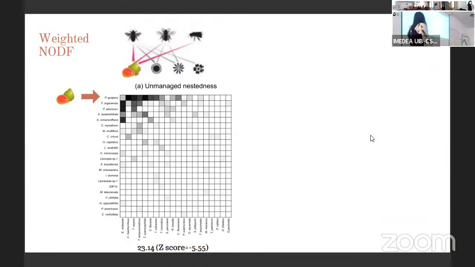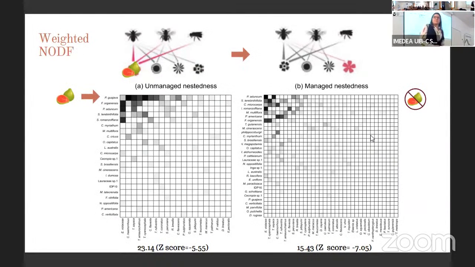So yeah, guava is the top generous species in this community, and we can put it here. But what happened when we controlled the guava? When you control the guava, the five top generous species in this community are now native. So we can find this situation where the invasive is no longer here.